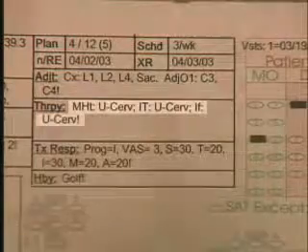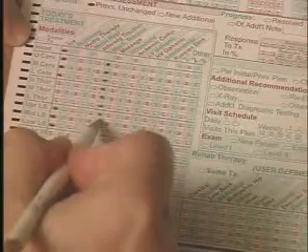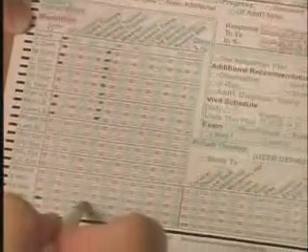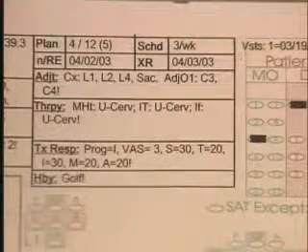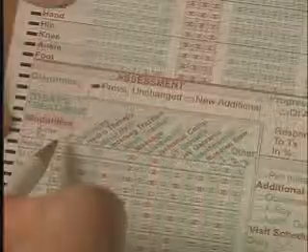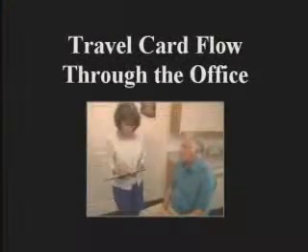Therapies can be printed on the form from the previous Daily Note travel card by marking the modality, the location of the modality, and how many minutes the modality was applied. If there is nothing printed in a section, that area was not marked on the previous scanned travel card. Now let's see how the travel card flows through the office to gather information for the patient encounter.